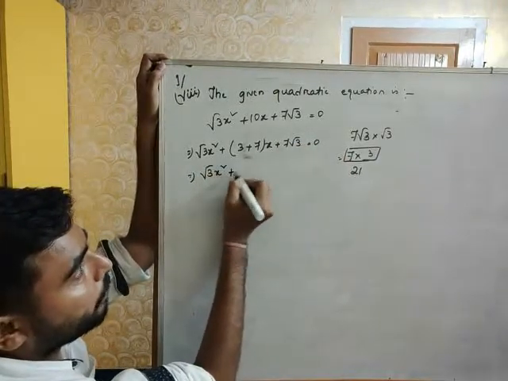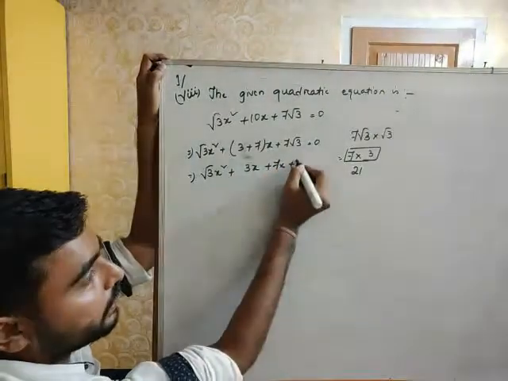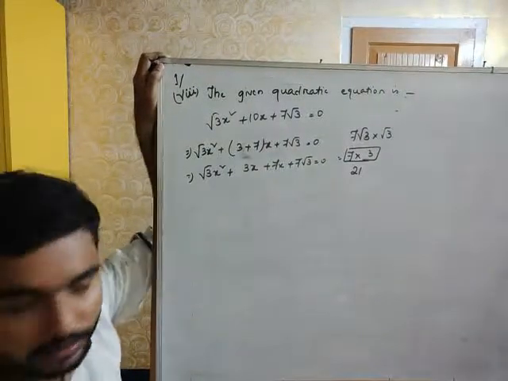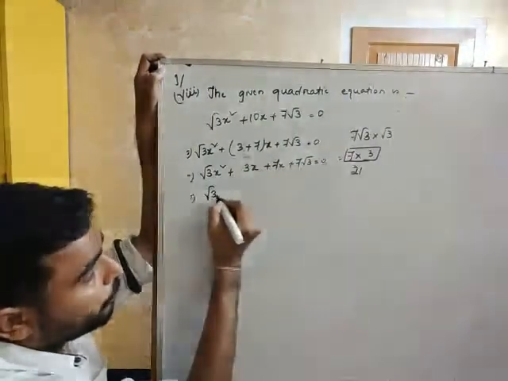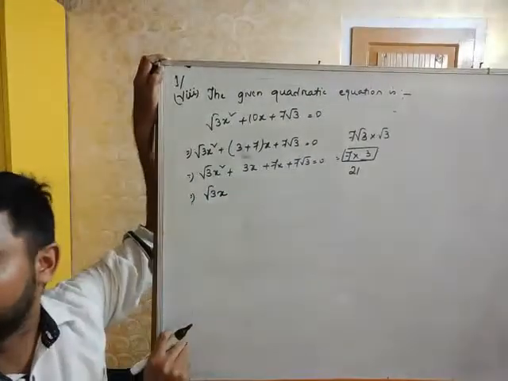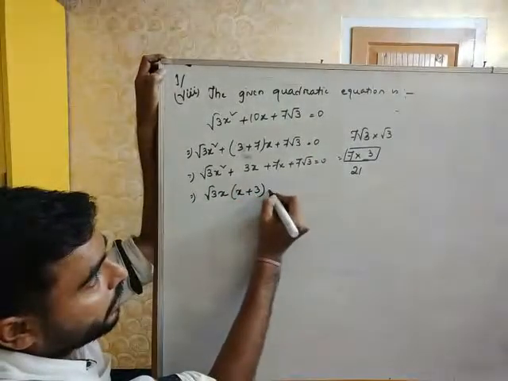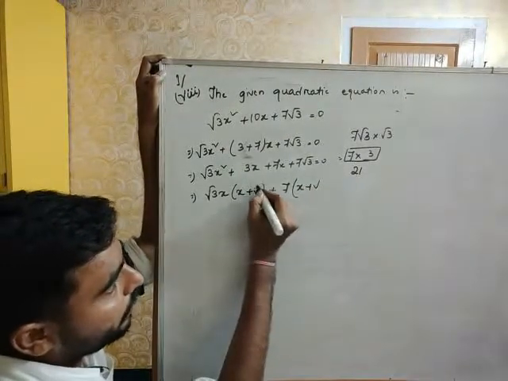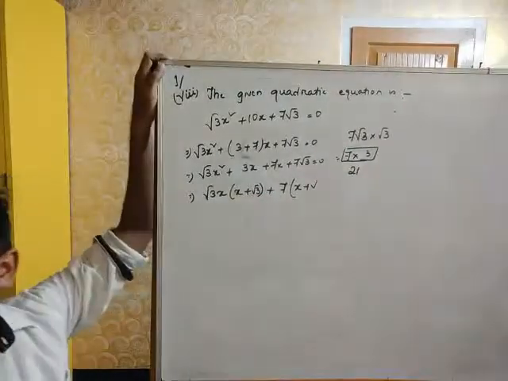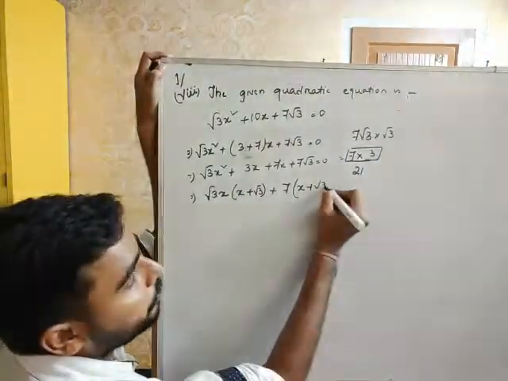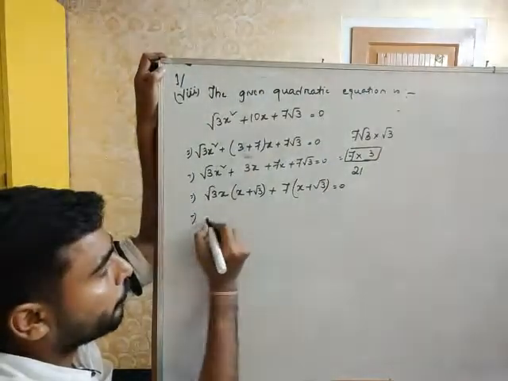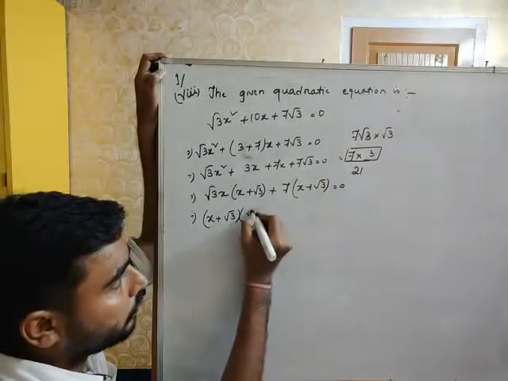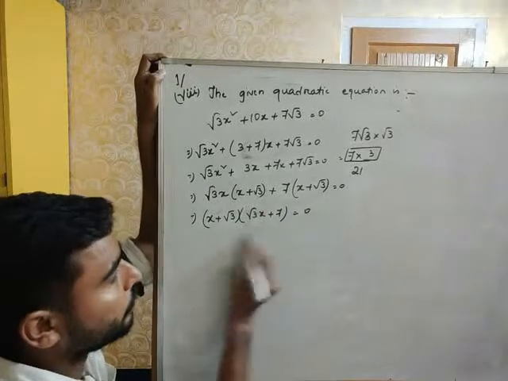Root 3 x square plus 3 into x is 3x, 7 into x is 7x plus 7 root 3 is equal to 0. Now we have to take something common from the first two terms, isn't it? So from the first two terms, what can we take? Root 3 common, x or lowest power common. So remains here is x plus root 3, and from the second two terms 7 can be taken common, x plus, here it will be root 3, okay? Because root 3 we have taken common, so 3 becomes root 3 into root 3. So overall x plus root 3 and root 3x plus 7 is equal to 0.